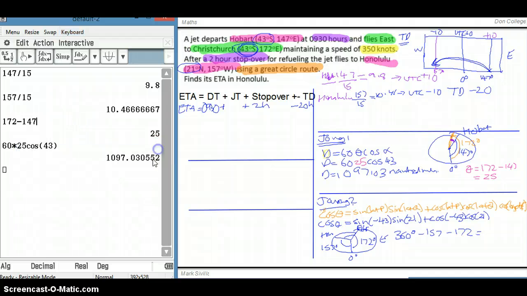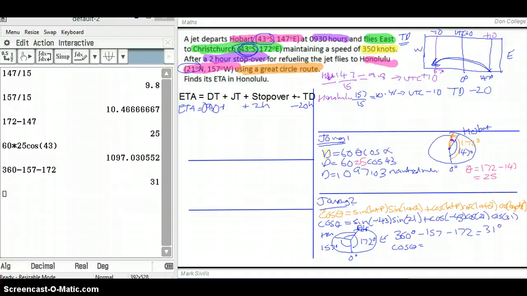let's just check it, okay, we get 31 degrees there. Okay, so 31 degrees there, it means our longitudinal difference is that. So cos theta is equal to this, so we put that into our calculator.